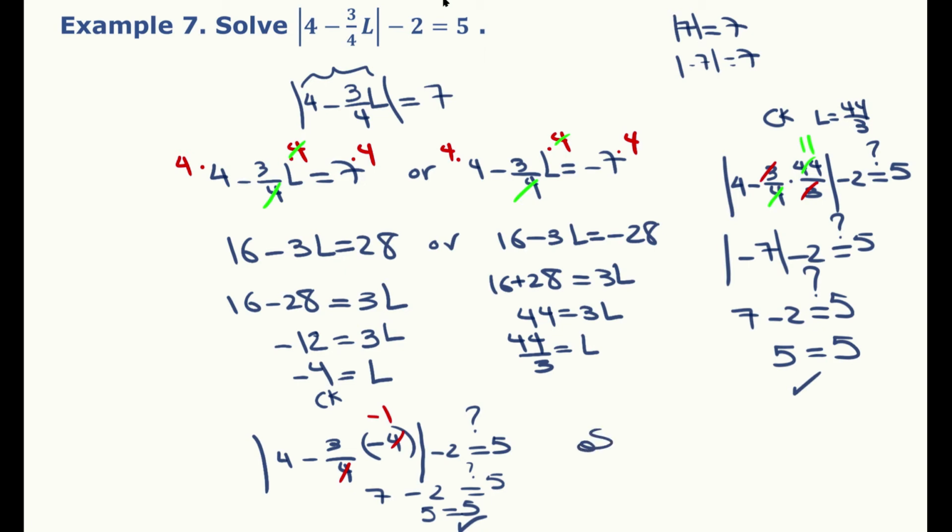Now we can confidently write our solution set to contain negative 4 and 44 over 3. Just like that. Very simple. Always check. That way you know you've done it correctly. And then we'll proceed. So again, simple, but it has some moves you need to make, clear fractions, etc.